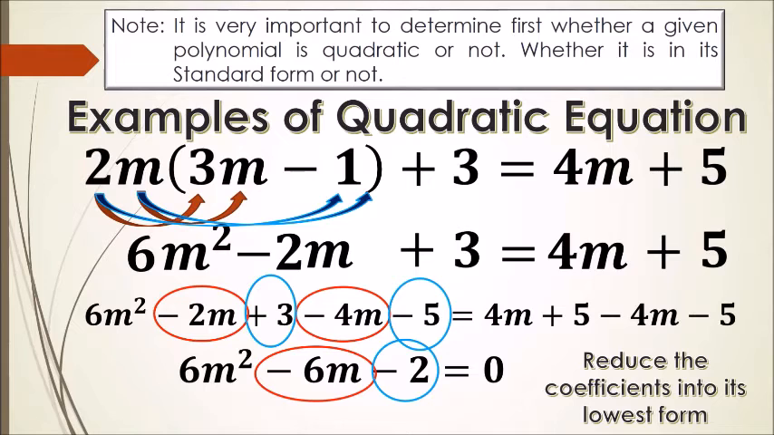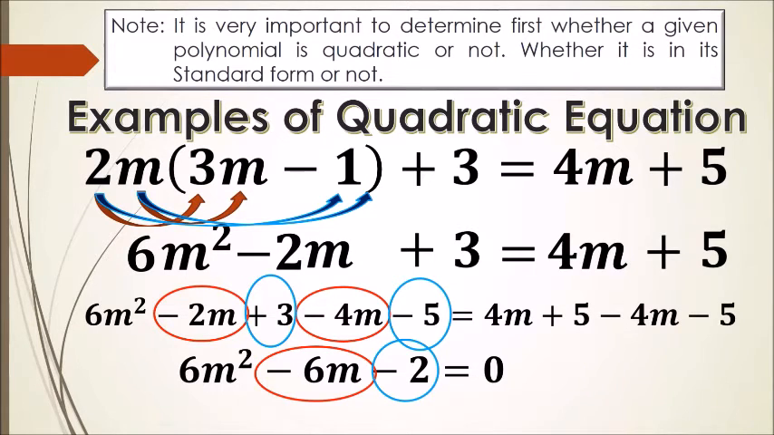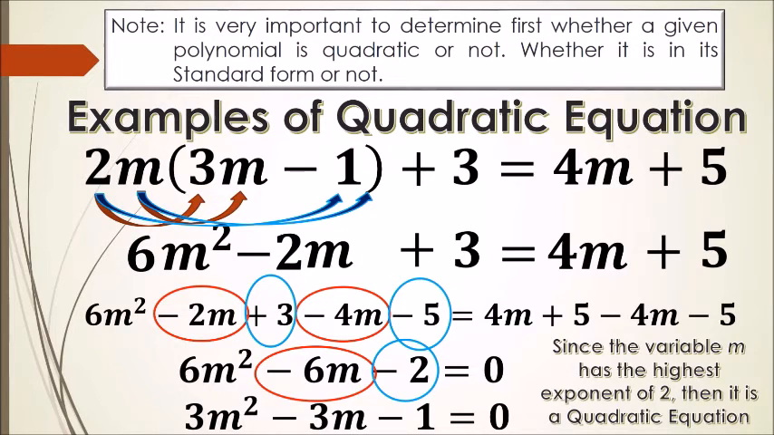So, reduce the coefficients into its lowest form. And to do that, we need to think of common factors that can be divided sa ating quadratic equation. At tama, 2 ang ating i-divide. So, ang final quadratic equation natin is 3m squared minus 3m minus 1 equals 0. So, since the variable m has the highest exponent of 2, then we can say na quadratic equation siya talaga.